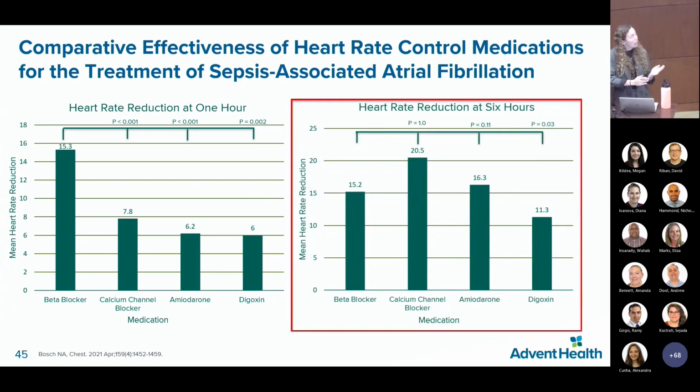When we look at the graph to the right of the screen, looking at the results at 6 hours, they were very different, and beta blockers were only seen to be superior to digoxin at that time point and had similar rate reduction compared to calcium channel blockers and amiodarone.